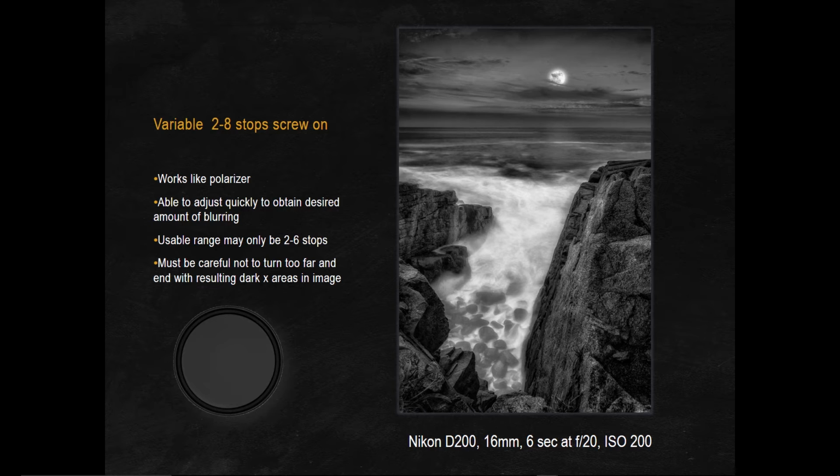But 6 stops is all I need sometimes, because, like in the picture on the right here, I needed to get just a little bit slower than I could so I could get the ghosting around the rocks at 6 seconds. I didn't need 30 seconds. I didn't need 5 minutes. 6 seconds is exactly what I needed. And the variable was quick. I got to the spot. I'm losing light fast. I put the filter on. I take the shot. Away I go.